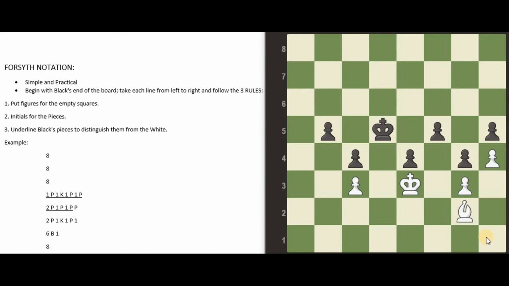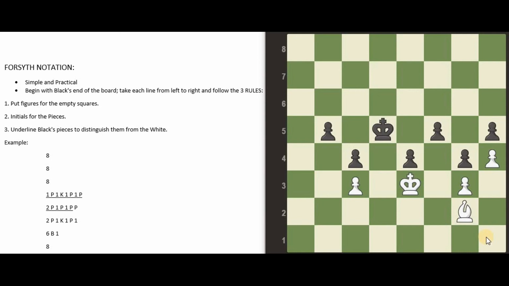And again same goes for the next first row, that is over here all the 8 squares are empty, so we write 8 again. So in this way you have to record each and every position after making every step in the game. And this is how you use the Forsyth notation to record the moves in the game.